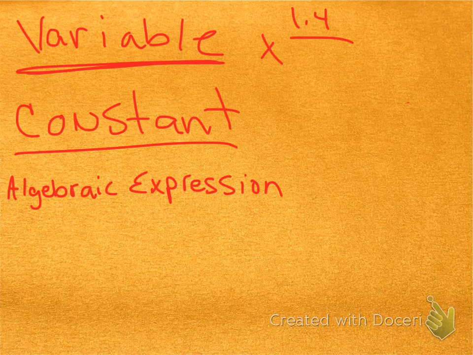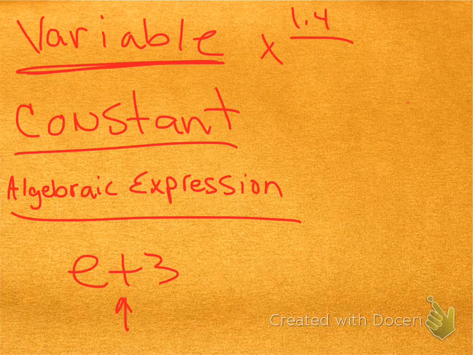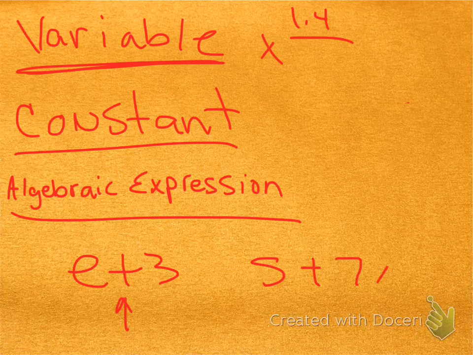Algebraic expression is the next one. It's a group of numbers, variables, and symbols of mathematical operations. So, for example, e plus 3. This is a mathematical expression, and usually we have some kind of operation in between. We don't have to, but usually we do. And so this one even has it here for you: s plus 7 times s again. S is a hard one to have as a variable.